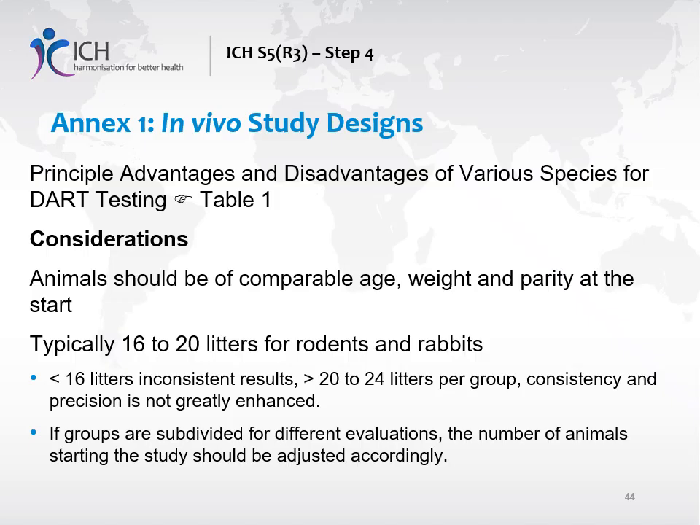Smaller group sizes can be sufficient to demonstrate anticipated adverse effects on reproduction or development at clinically relevant exposures of the pharmaceutical. Evaluation of 16 to 20 litters for rodents and rabbits provides a degree of consistency among studies. Below 16 litters, inter-study results become inconsistent, and above 20 to 24 litters per group, consistency and precision is not greatly enhanced. These numbers refer to litters available for evaluation. If groups are subdivided for different evaluations, the number of animals starting the study should be adjusted accordingly.